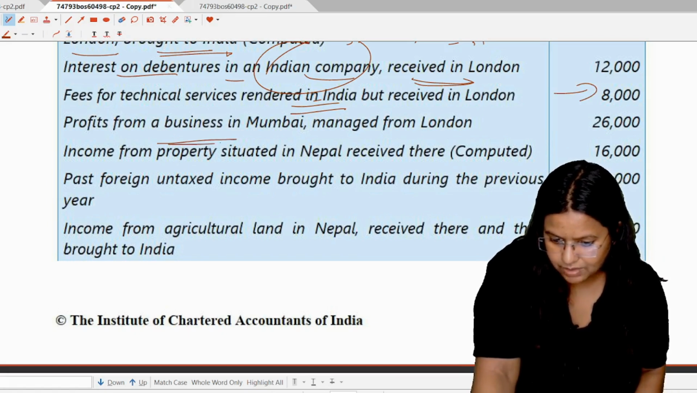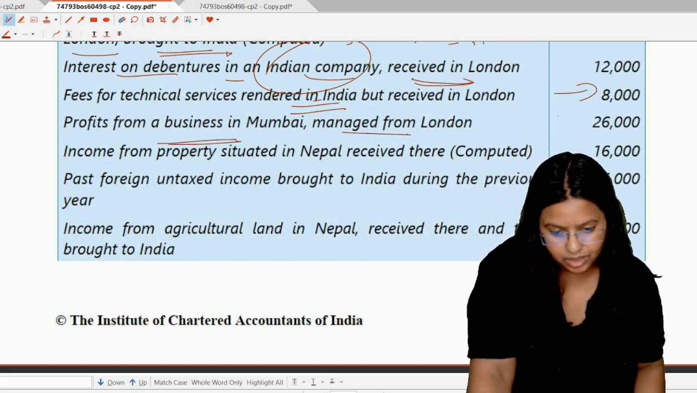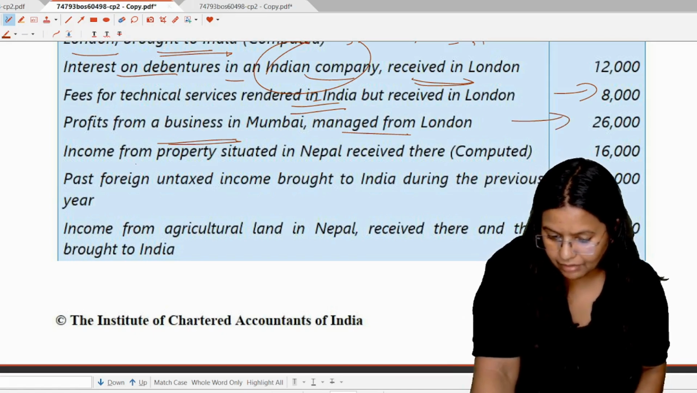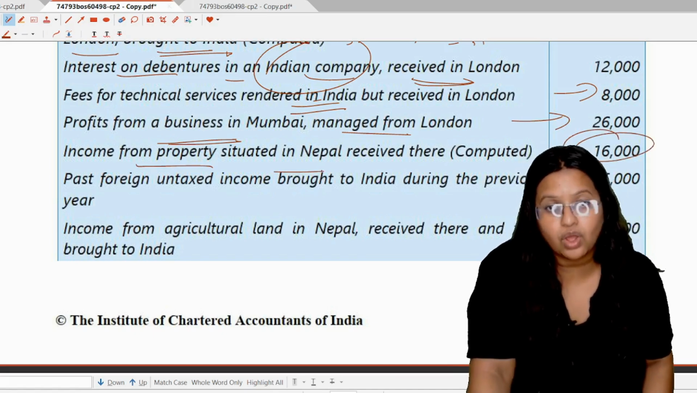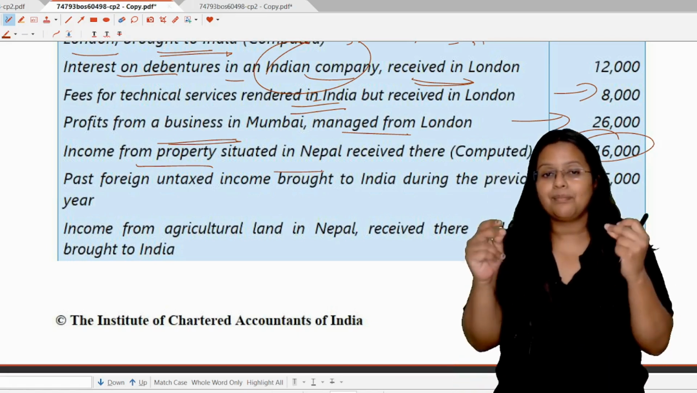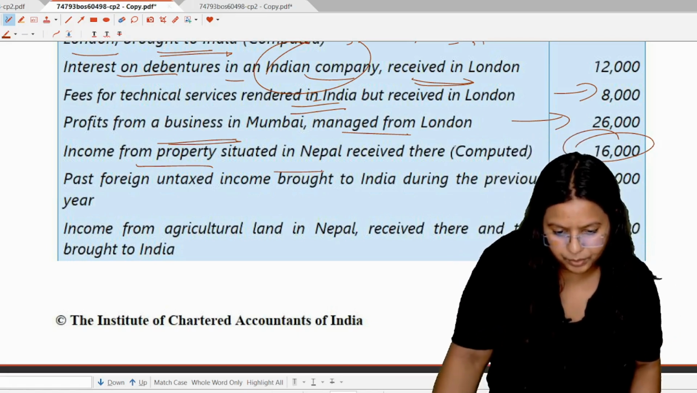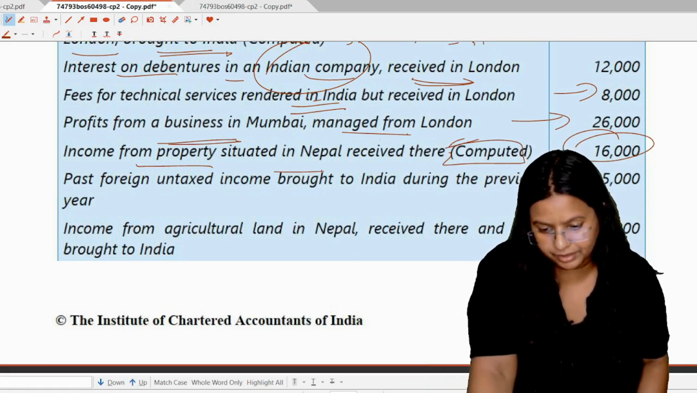Profit from a business in Mumbai managed from London. Business in Mumbai, accrual point Mumbai, taxable for all. Income from property situated in Nepal received there, computed. 16,000 will be taxable only for OR, not for any person. This is income from property. So minus 30%? No, because the word computed is given here. Computed means that all the deductions have already been provided.